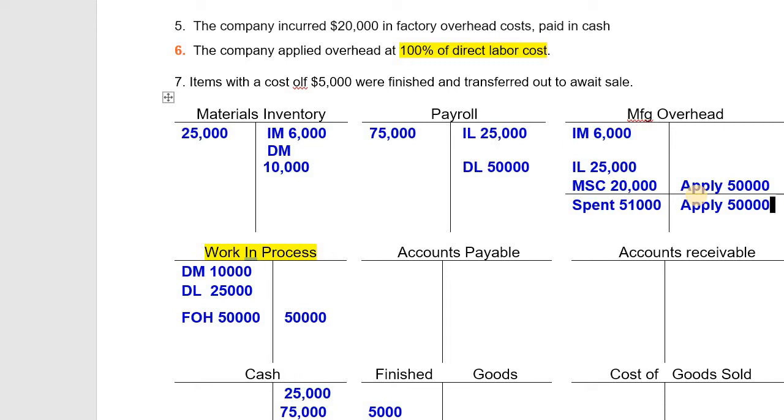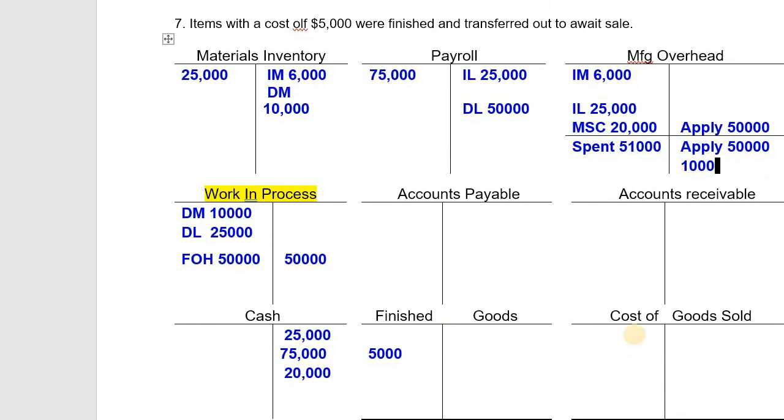In that case, we say we are underapplied. And what we have to do to fix being underapplied is make sure we've applied all $51,000. So what we would do next is take $1,000 and add it to our applied overhead with a credit. And what's wrong with all this? It all ends up in cost of goods sold. So to fix it, we would debit cost of goods sold for that same $1,000 that I just used to fix the overhead account. Okay.